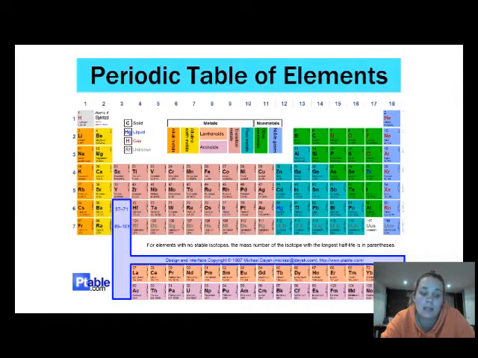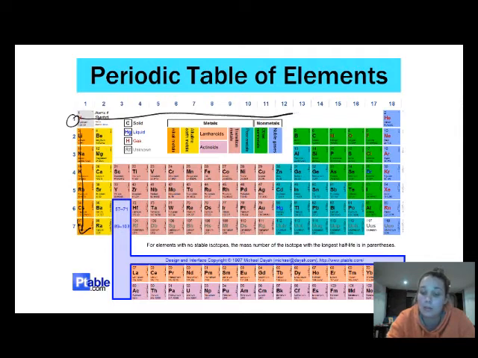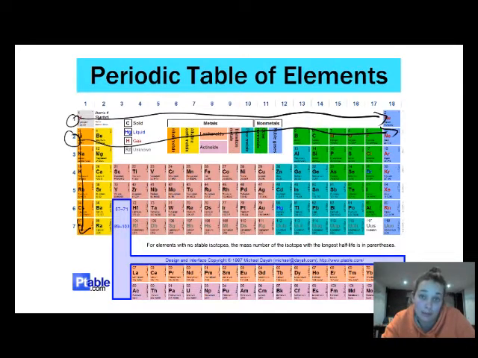The next thing that you need to know is your periods. So the groups are the ones up the top, the periods are the ones that run down the side, from 1 all the way down to 7. And the way that you read them is you read them across the page. So period 1 is all the elements that are in the top row. Period 2 are all the elements that are in the second row down here.